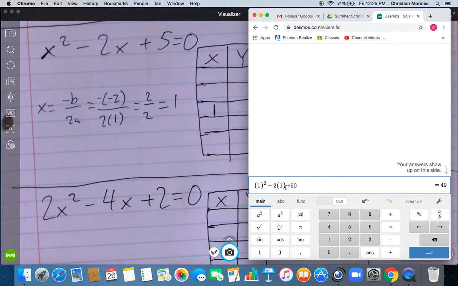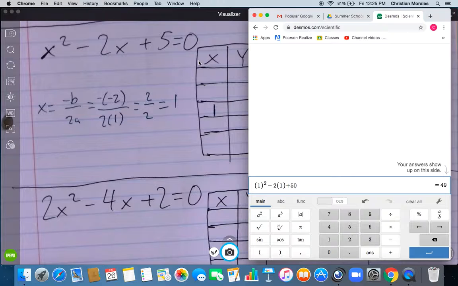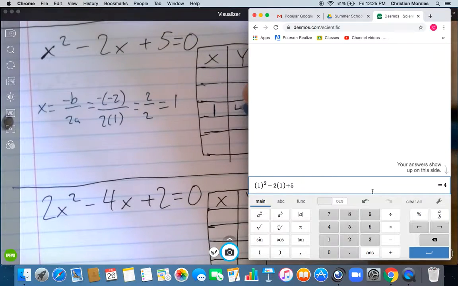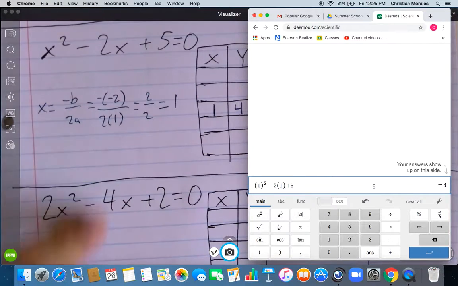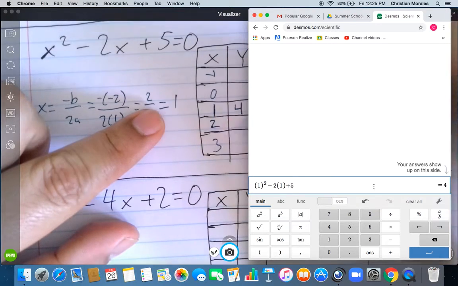I get 49. Oh no, sorry, it's not 50, it's 5. Oh, my mistake. So there you go. Equals 4. So that's my vertex. Now, the numbers around 1, I'm going to do those next really quickly.